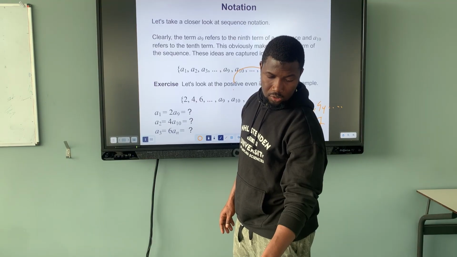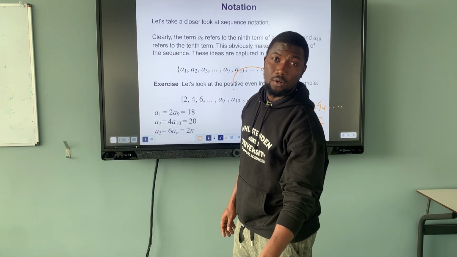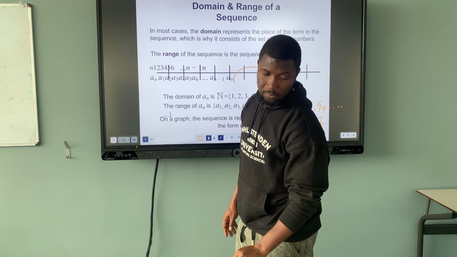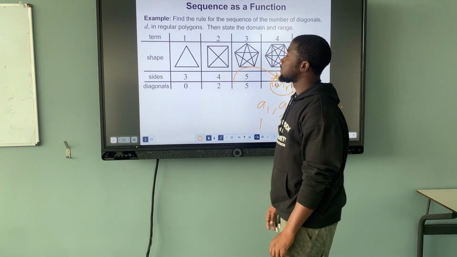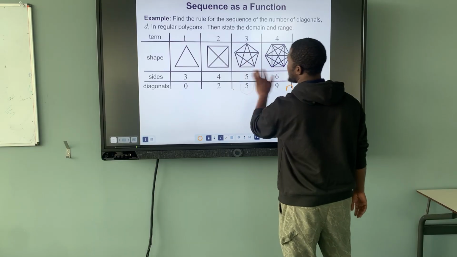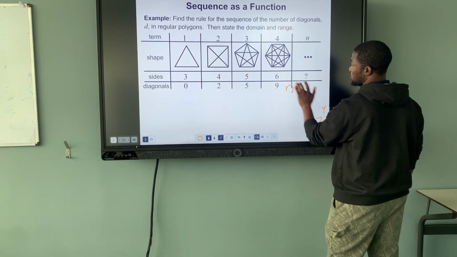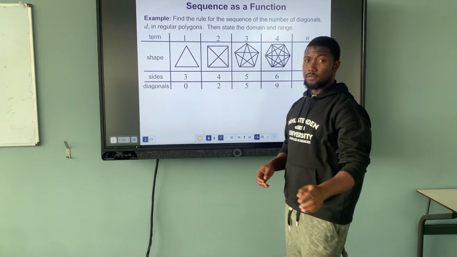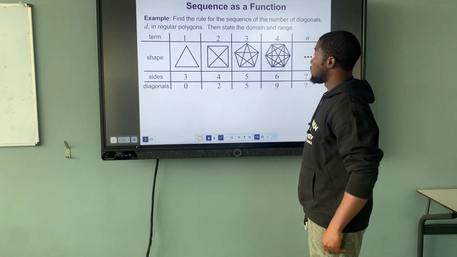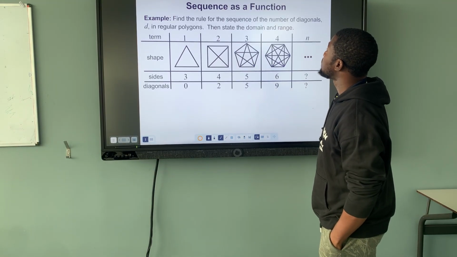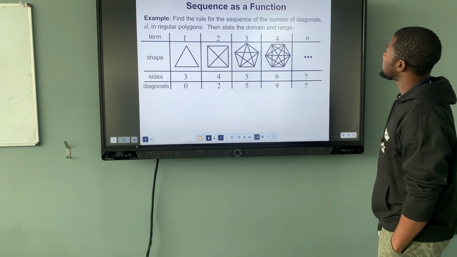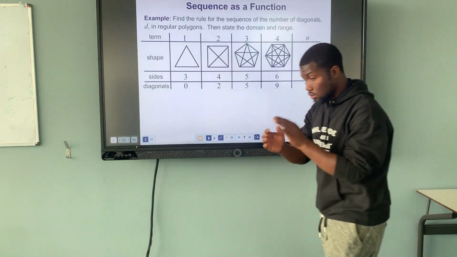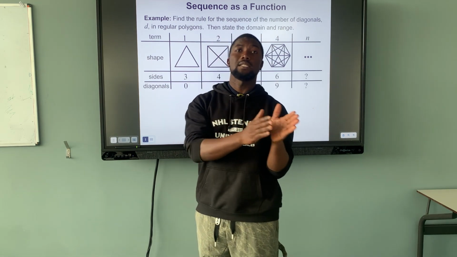So that continues on the notations, which you can always read on the PowerPoint. It can explain more about how you denote sequences. We look at this specific type of sequence here, which we already talked about, the sequence on polygons. And that will be the last part of this first video that I am explaining. So find the rule for the sequence of the numbers of diagonals in a regular polygon, then state the domain and the range. I want to talk to you about what is the domain and what is a range.